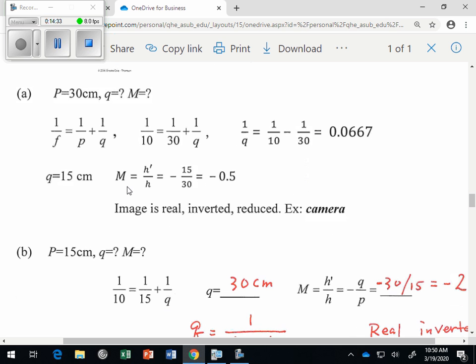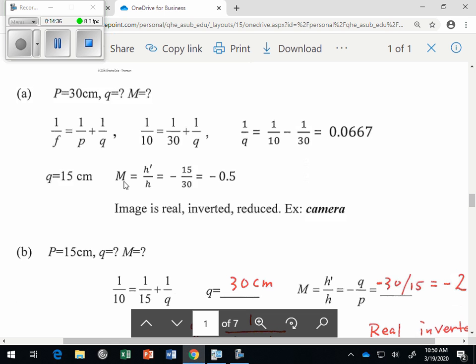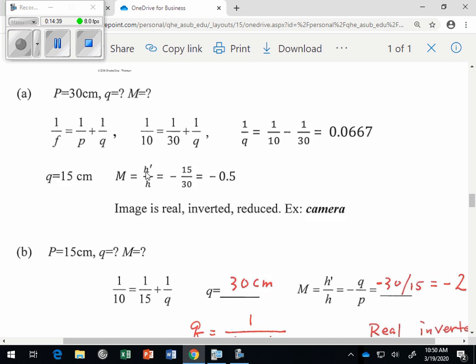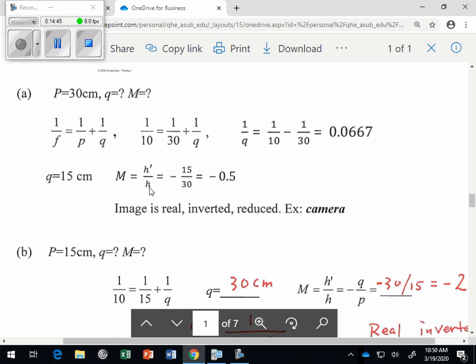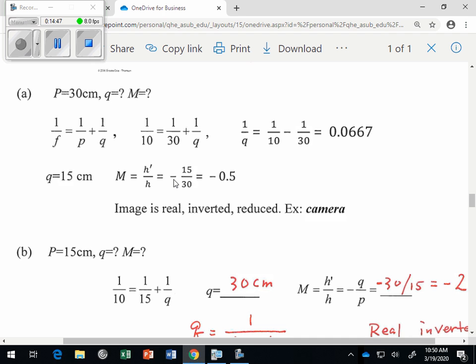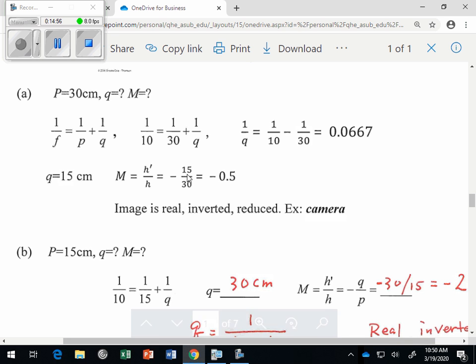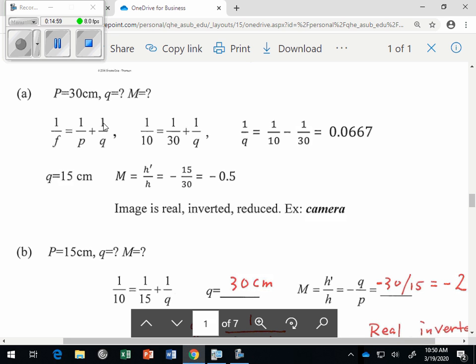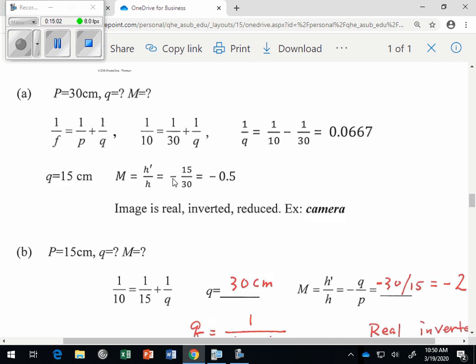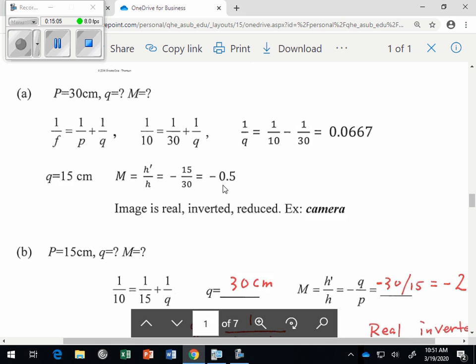Okay, so now we find magnification. The definition is the image height over object height equals negative Q over P. Okay, I'm sorry, negative Q over P, not P over Q. So Q equals 15 and P equals 30, then it gives you, don't forget the negative sign there, negative 0.5.